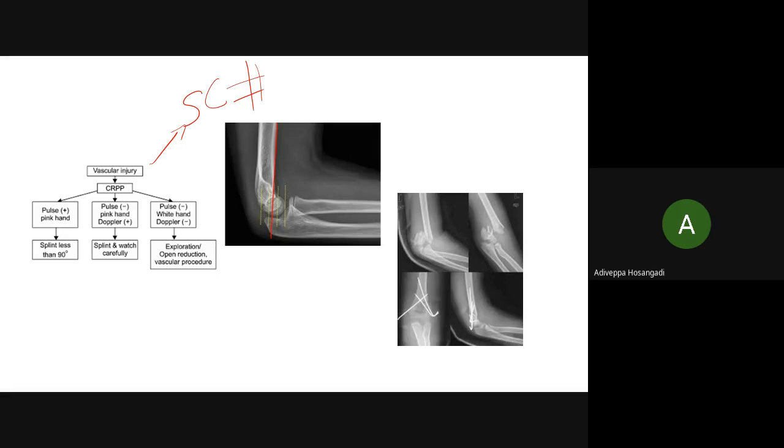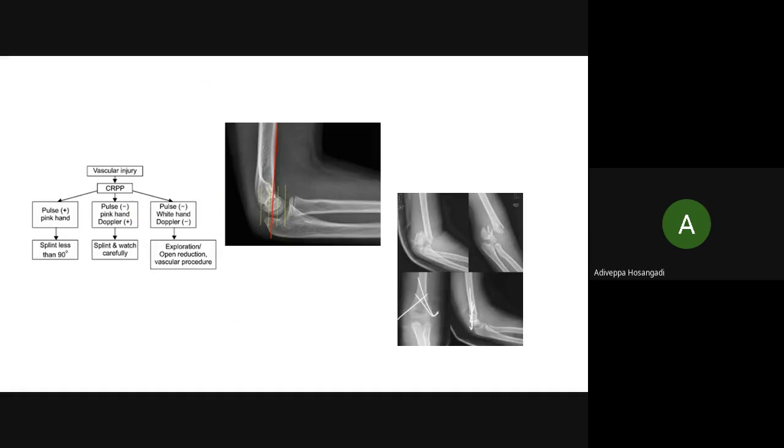So pulse is present, pink hand. Pulse is absent, pink hand means the capillary filling is there. Pulse is absent, white hand means capillary filling is absent. Remember this. You have to categorize the supracondylar fracture in three.